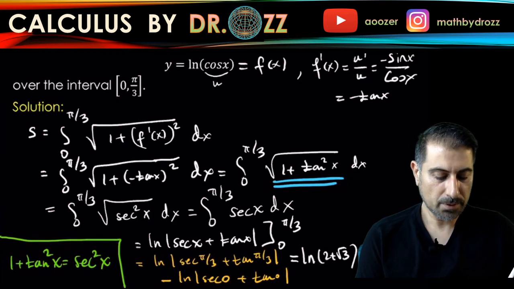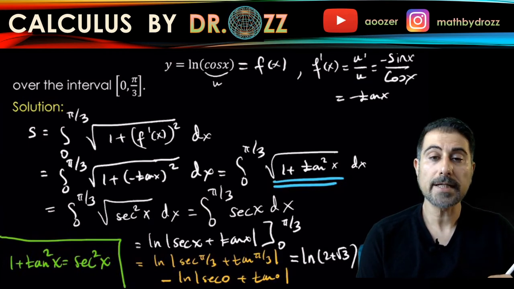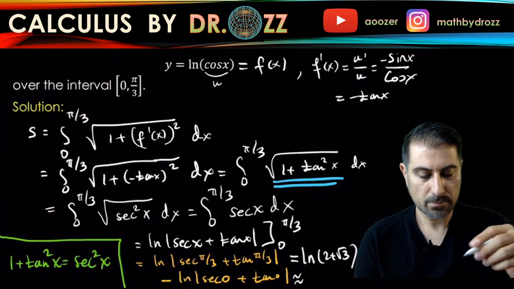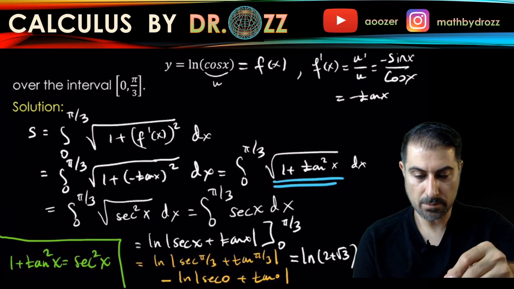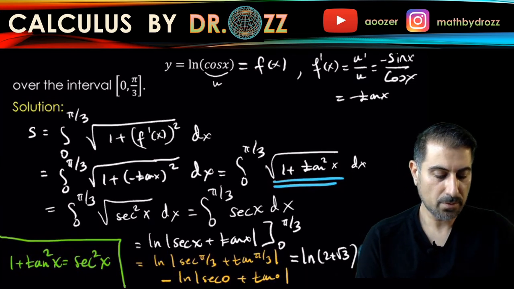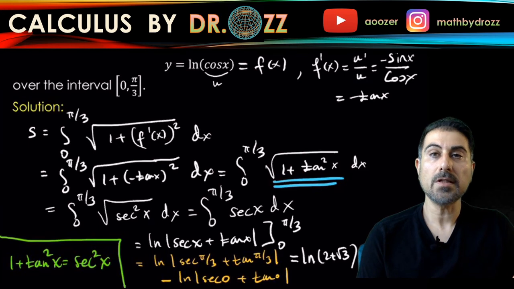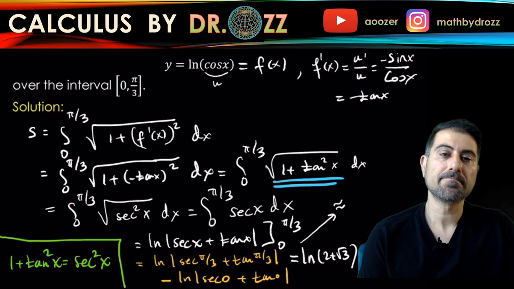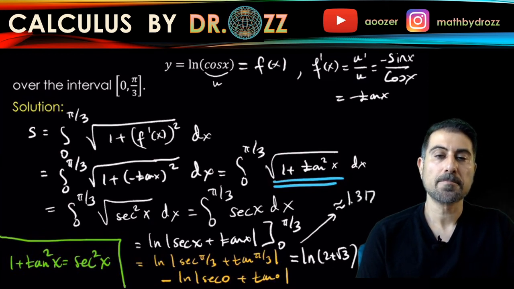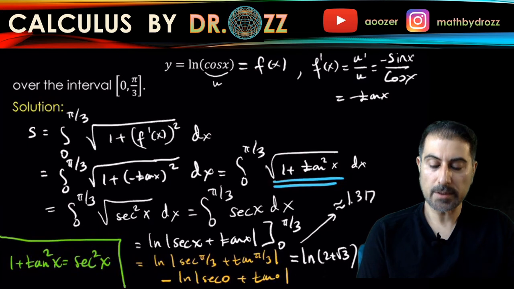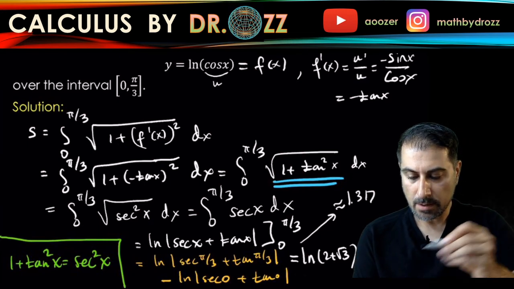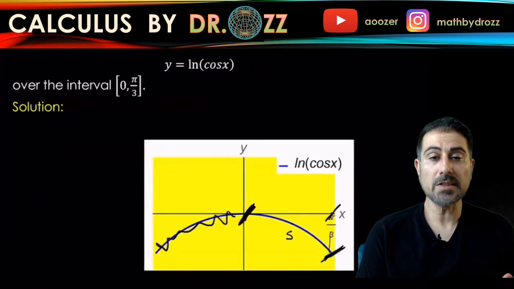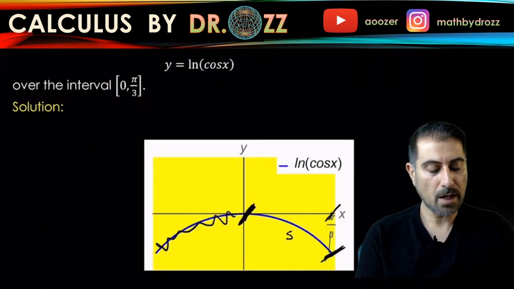And that is approximately equal to 1.317. So this is the arc length of the curve ln of cosine x for the piece in between 0 and pi over 3.